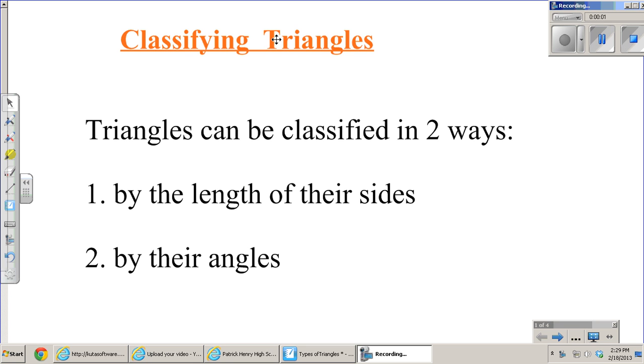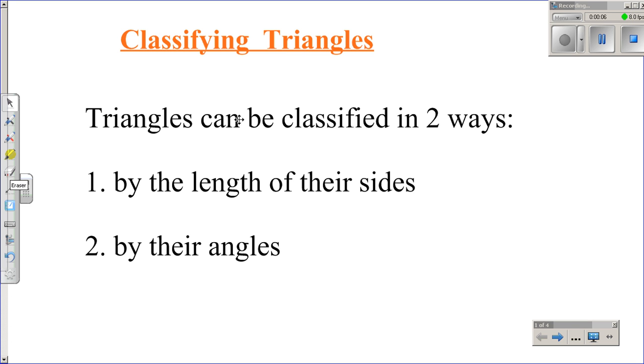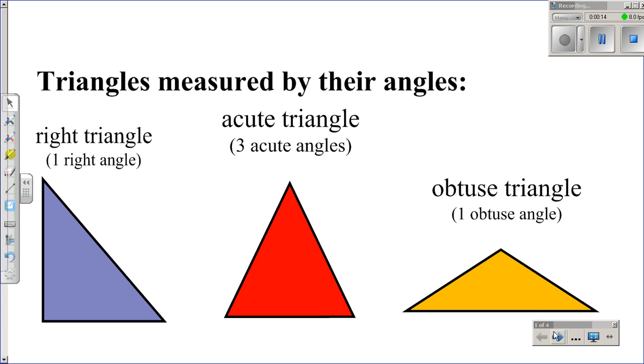Here's a video on classifying triangles. Triangles can be classified in two ways. One is by the length of their sides, and another is by their angles. Let me show you about each.